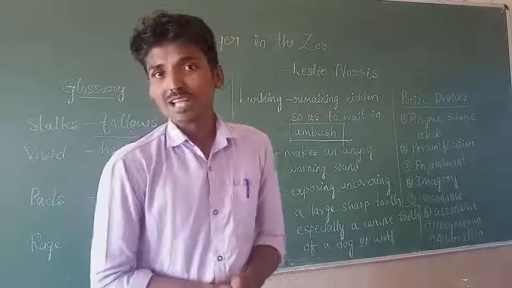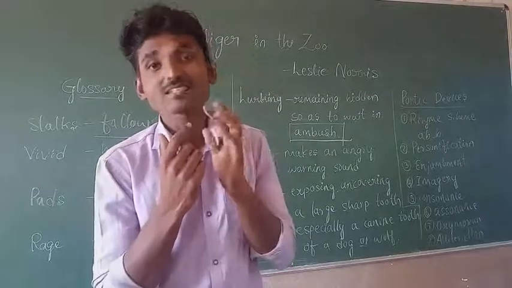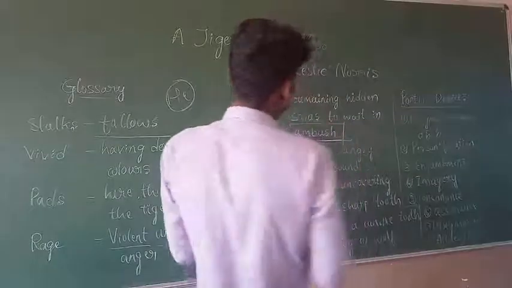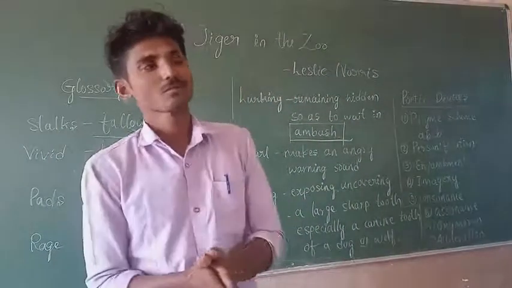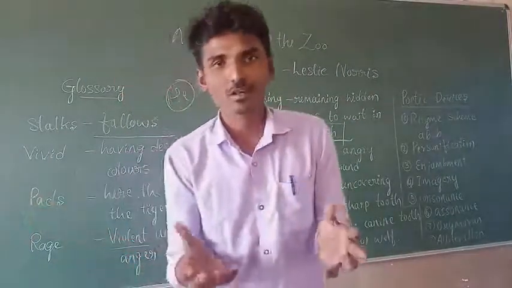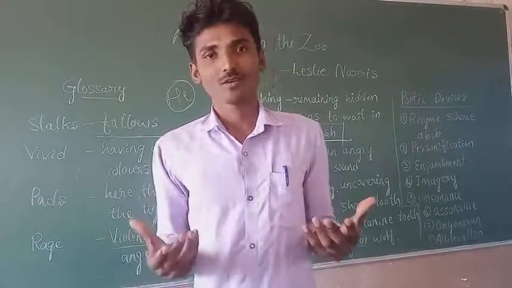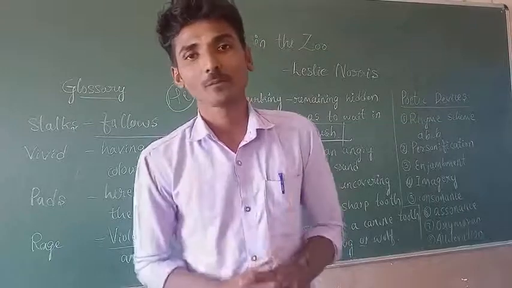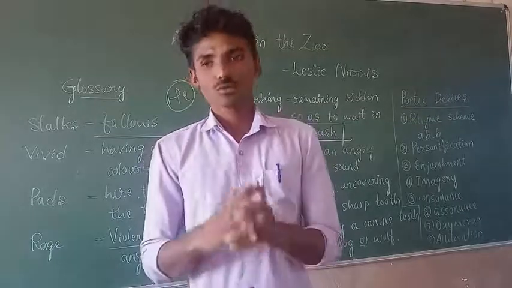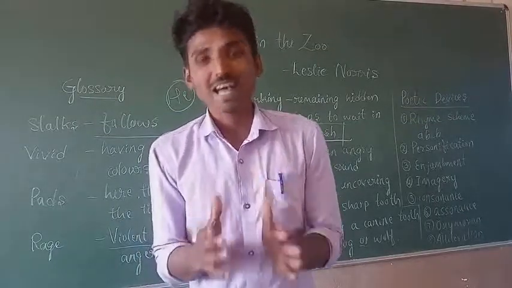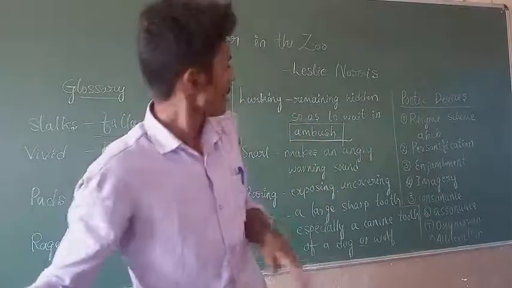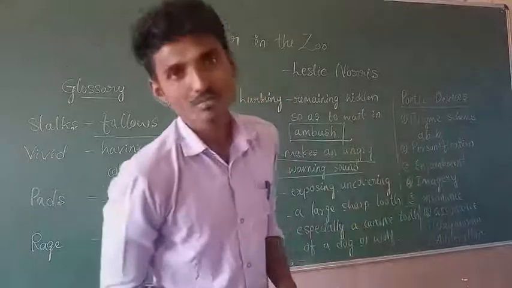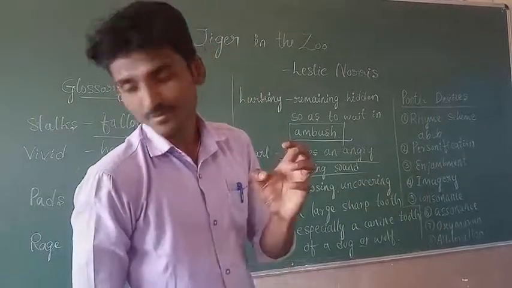He should be snarling. Snarling means here, see, you can look at it, makes an angry warning sound. So you can hear the tiger's sound, okay. It's a very, very terrible sound. Tiger's snarling means here makes an angry warning sound, a very terrible sound.